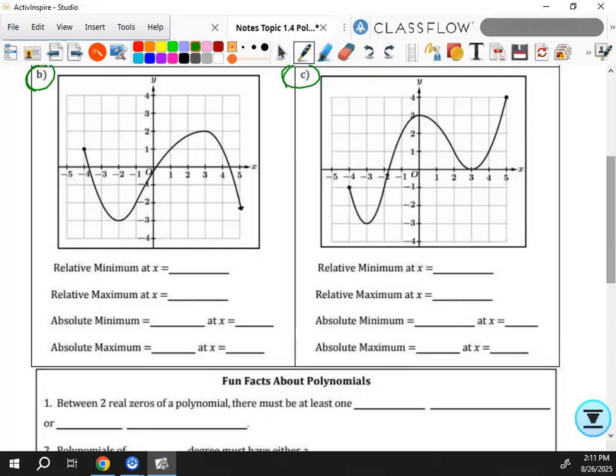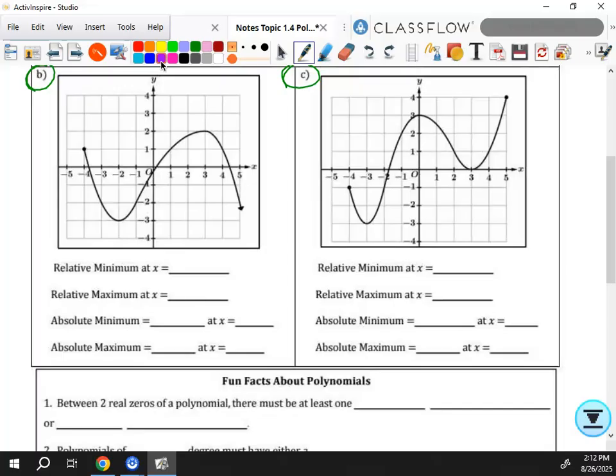Yeah, do B and C. Yeah, B and C. Pretty much, yeah. Or the endpoints, if there's... don't forget the endpoints too.